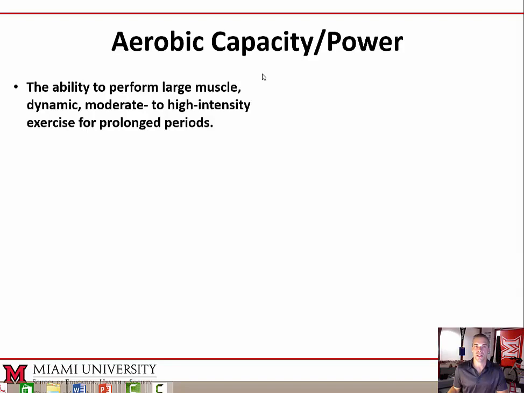So let's now turn our attention to measures of aerobic capacity, also known as aerobic power. And this is simply defined as the ability to perform large muscle, dynamic, moderate to high intensity exercise for prolonged periods of time. So some examples here would be running, cycling, and so on. Again, utilizing large muscles, perform moderate to high intensity for long periods of time.